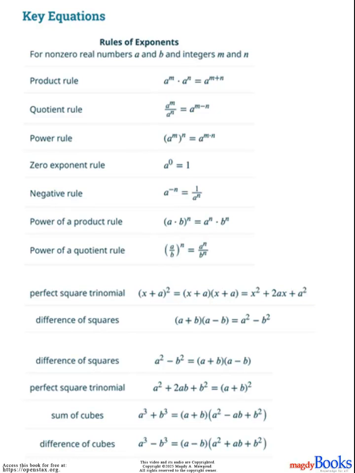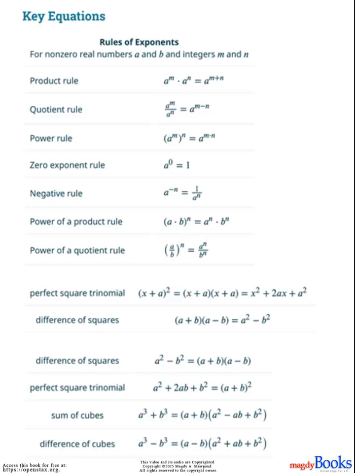Zero exponent rule: a to the power of 0 equals 1. Negative rule: a to the power of negative n equals 1 over a to the power of n. Power of a product rule: (a times b) to the power of n equals a to the power of n times b to the power of n. Power of a quotient rule: (a over b) to the power of n equals a to the power of n over b to the power of n.